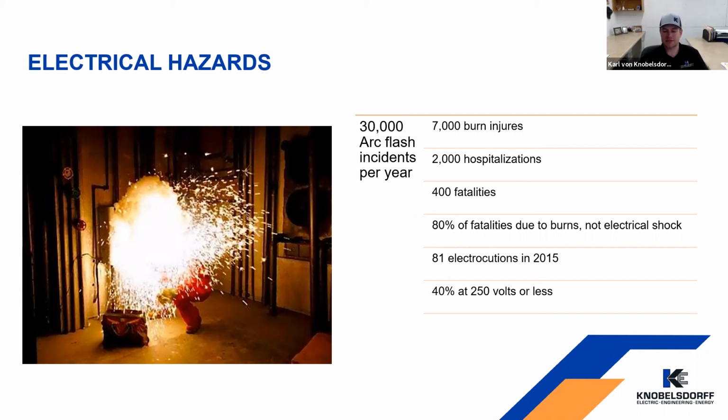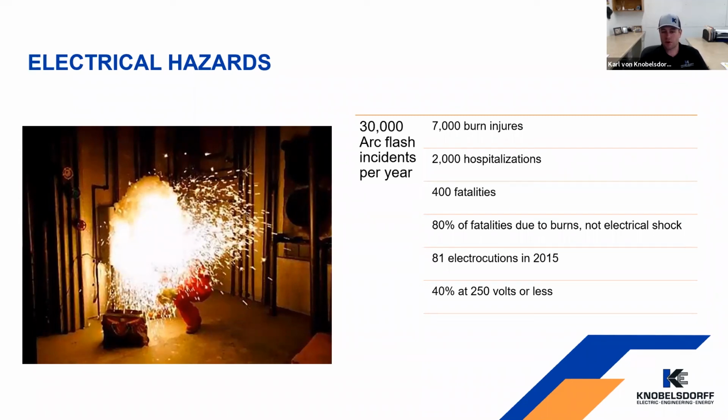So NFPA 70E, like the NEC 70, is all related towards electrical safety. Our NEC 70 is on installations and materials and methods, whereas NFPA 70E is based on electrical safety in the workplace. So it's all about keeping your people safe when they're working with electricity and around electricity, as well as contractors that come into your facility, as you're the host employer.